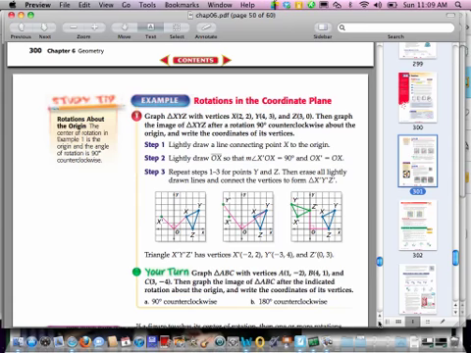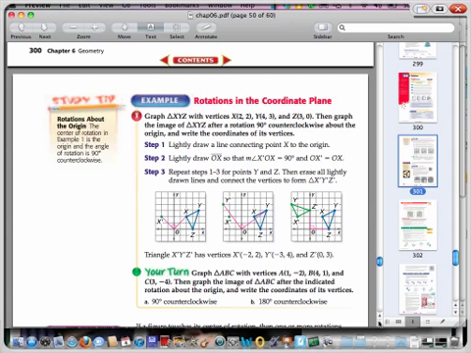All right, so let's take a look at an example here. It says, graph triangle XYZ with vertices (2, 2), (4, 3), (3, 0). Then graph the image of triangle XYZ after a rotation of 90 degrees counterclockwise around the origin. So my origin is where I'm going to put my pin. That's where I'm rotating everything around. And so here's the directions. Here's how you would do this.